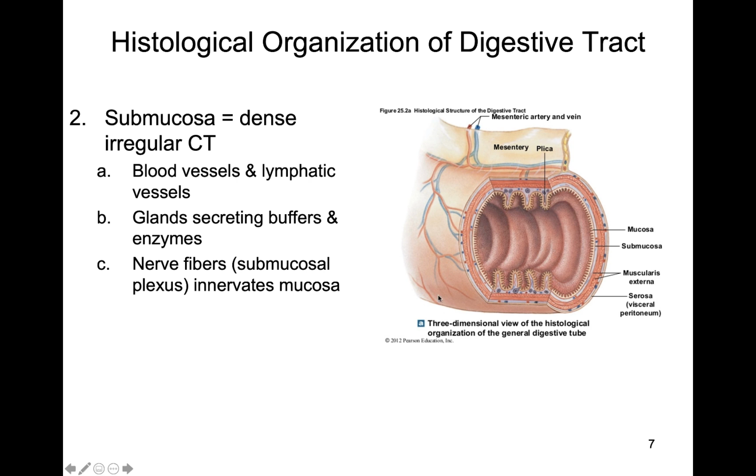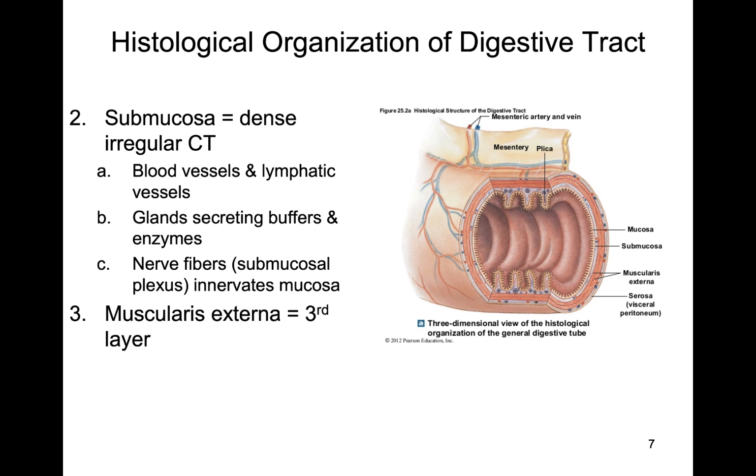And there's this word called plexus, so that means a group. So there's going to be a group of nerve fibers called submucosal plexus that are going to innervate the mucosa, and the purpose is to pick up the information and tell your brain, so communication, that there's food or the chemicals need to be released or the food needs to be moved along.